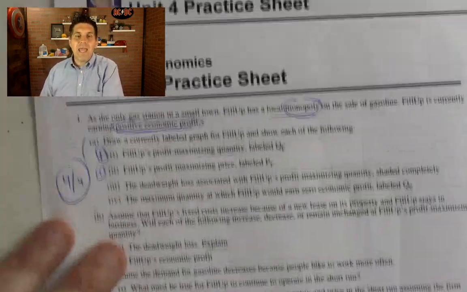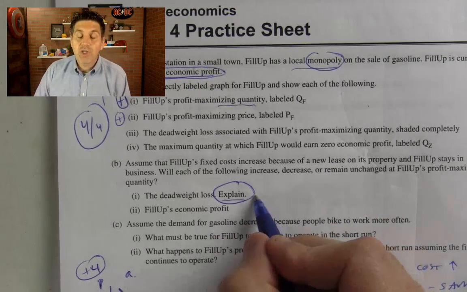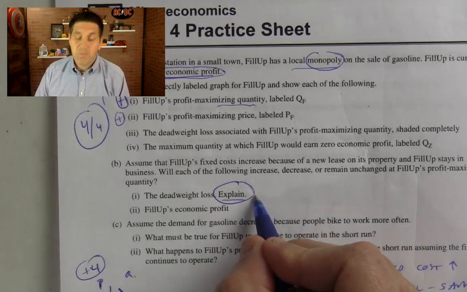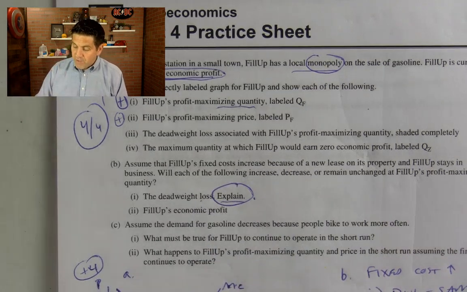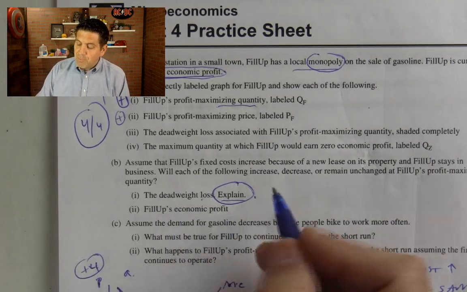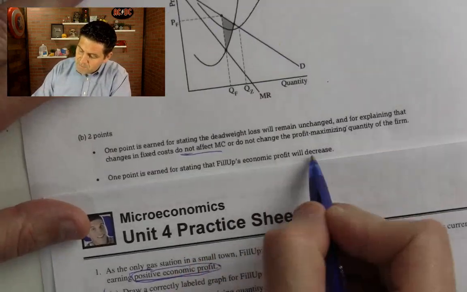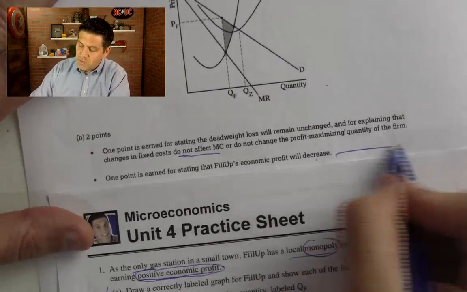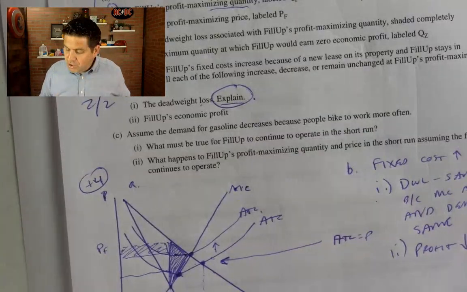Now, when it comes to the AP test, when you see the word explain, particularly this year, you make sure to explain it. You're not going to get a point unless you do explain. So if you just said deadweight loss stays the same, you wouldn't have gotten a point. So there it is. So Philip's economic profit will definitely fall. The AP test didn't require it, but it just says Philip's profit will decrease, right? No explanation required. All right, 2 points. What'd you get so far out of 2? How'd you do? Did you guys get it?